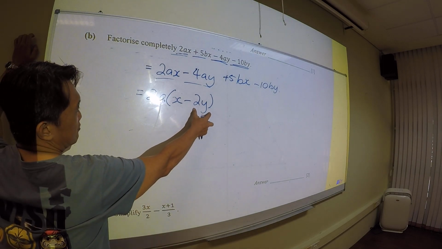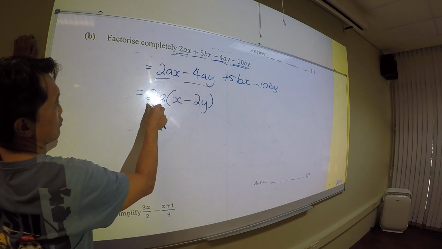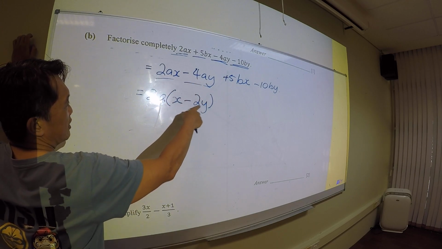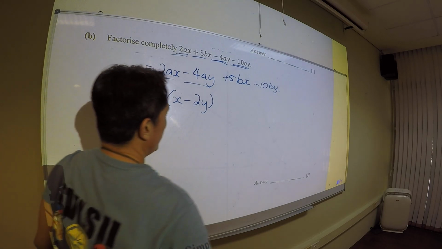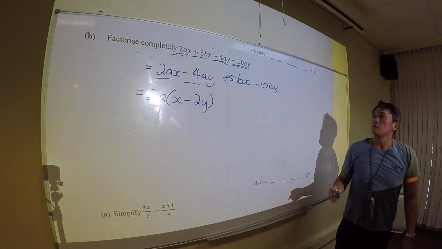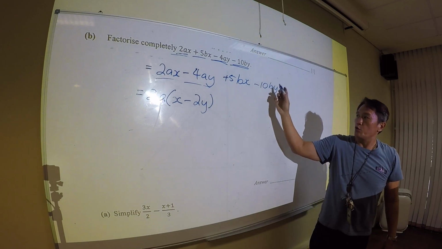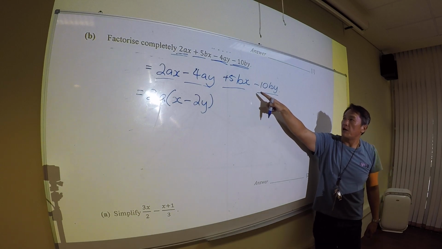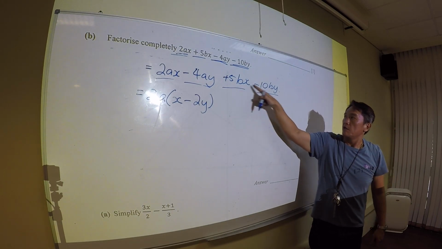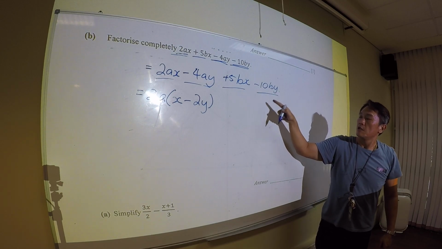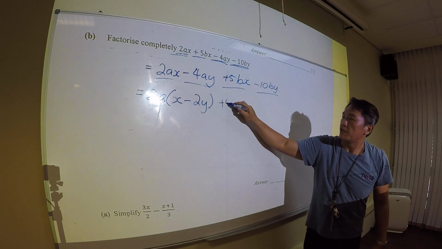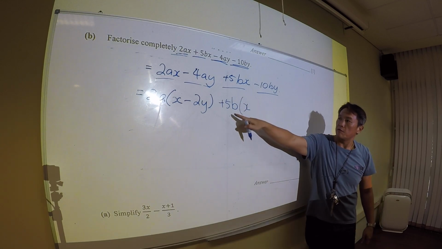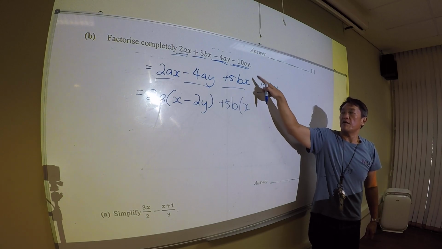So how I find this number is I take this divided by 2a. 4 divided by 2, 2. ay divided by a, left with y. Okay? So we factorize 2 at a time. Then these 2 both can be divided by 5 and b. 5bx divided by 5b, I will be left with x. Multiply 5b times x, I get back 5bx.